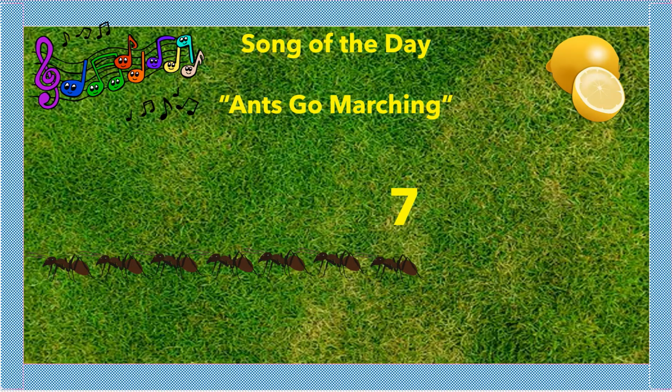The ants go marching seven by seven, hurrah, hurrah. The ants go marching seven by seven, hurrah, hurrah. The ants go marching seven by seven, the little one stops to eat a lemon. And they all go marching down to the ground to get out of the rain. Boom, boom, boom.